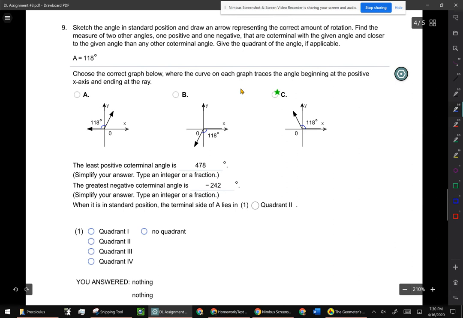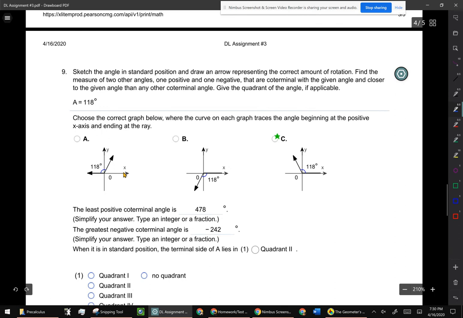Let's see. Example 9. Again, add and subtract 360 until you get to your next angles or your next negative angle. And if you're 118 degrees, again, it goes 0, 90, 180, 270, 360. So if you're between 0 and 90, that's quadrant 1. 90 to 180, that's quadrant 2. 180 to 270, that's quadrant 3. And then 270 to 360, or you're back at 0 in that case, then you'd be in quadrant 4.